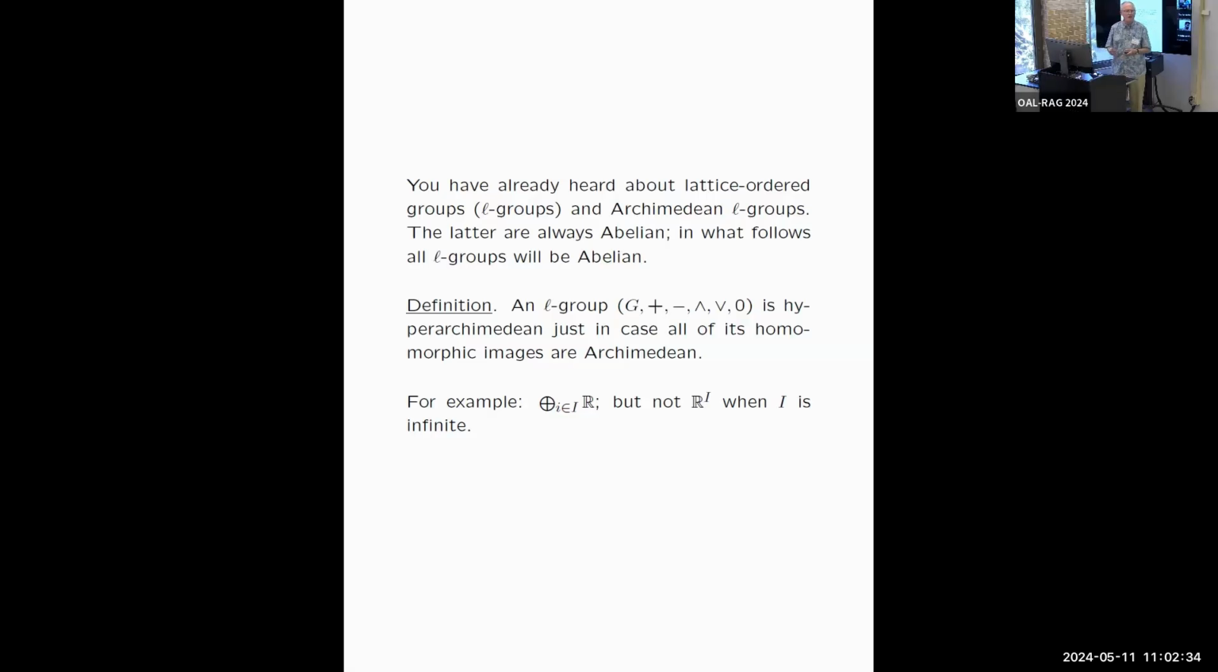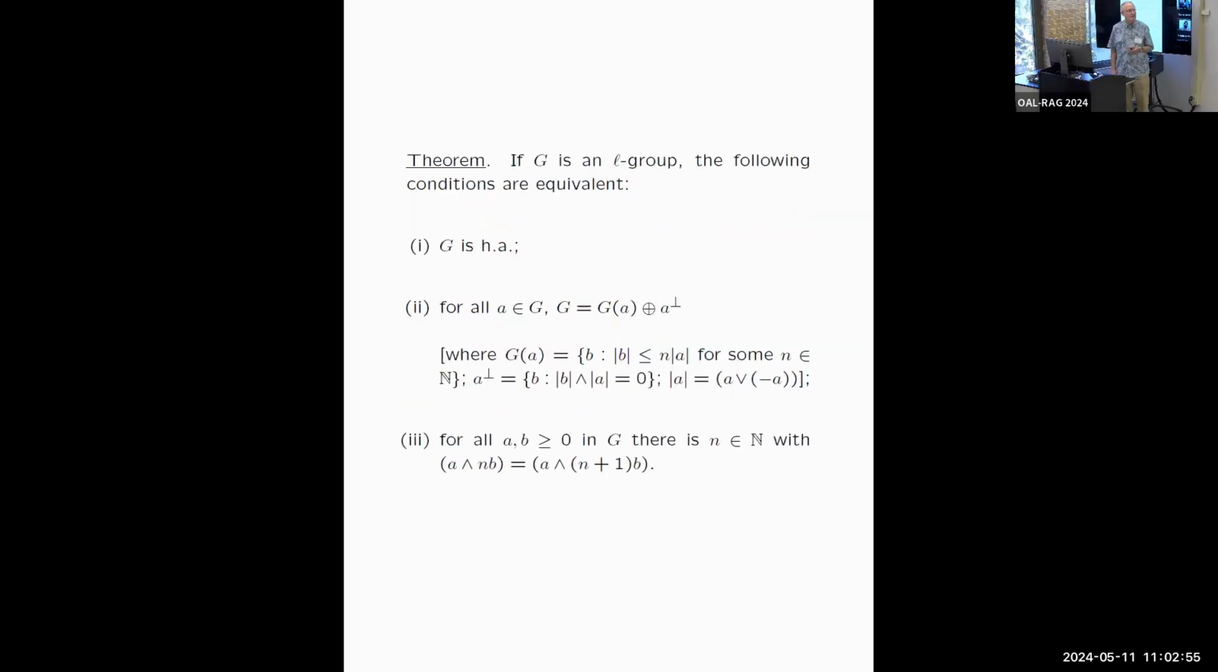Now, there are a number of different conditions equivalent to being hyperarchimedean. I'm going to tell you about some of them, just because some of these they don't mention. You don't have to refer to other L-groups in these conditions. So here are some conditions equivalent to being hyperarchimedean. Number 2 says that whatever element of the group you pick, you can split the group into 2 convex sub-L-groups in a special way. Now, what are these sub-L-groups? G of A is what Brian called brackets A. So it's the smallest convex sub-L-group that contains A as an element.